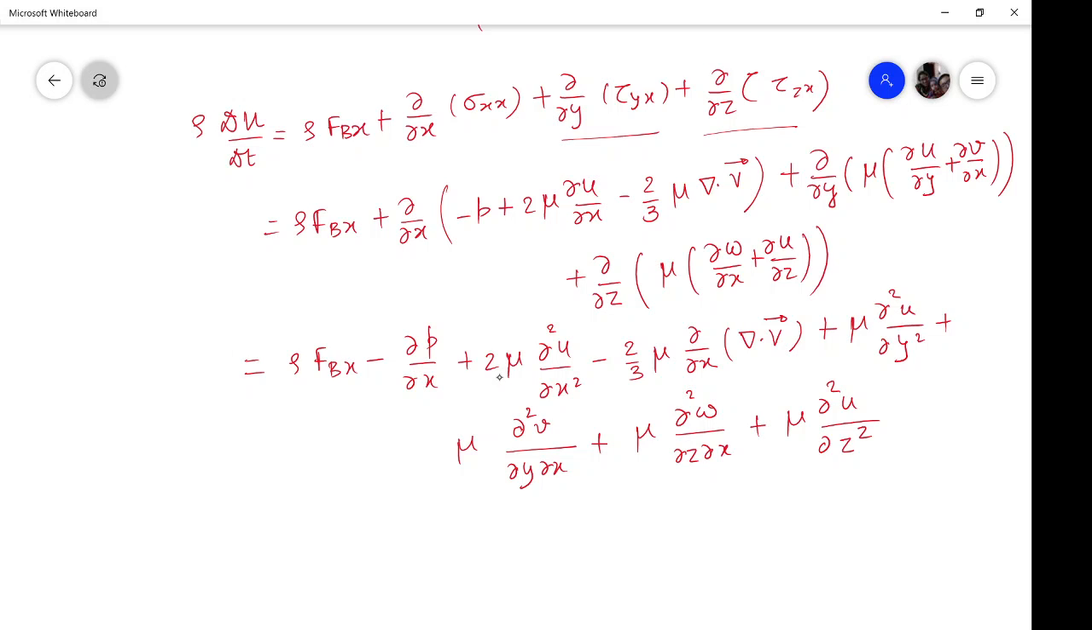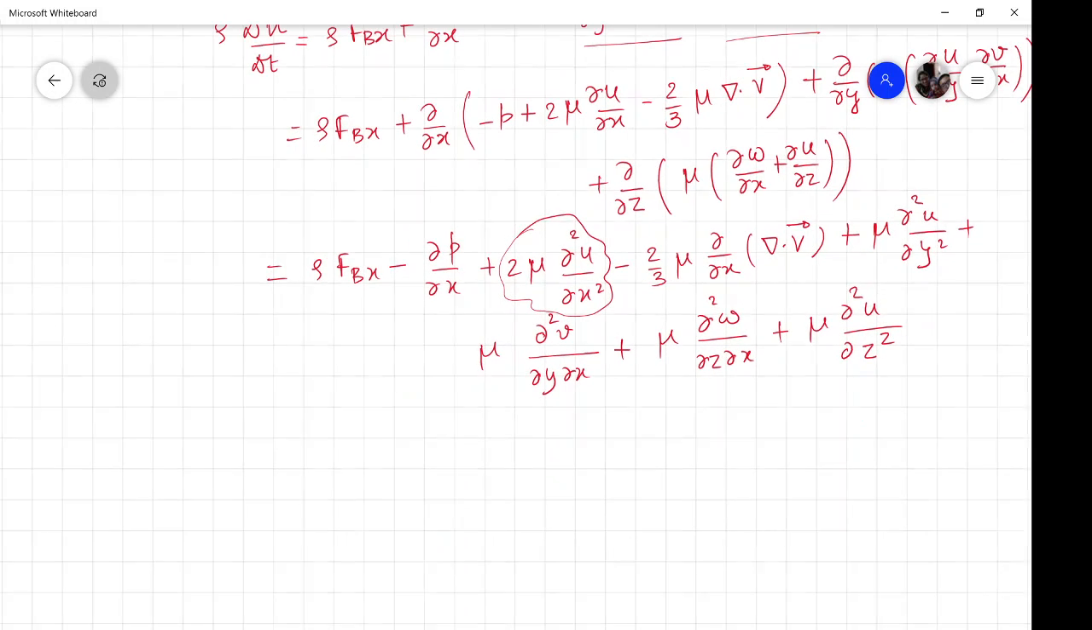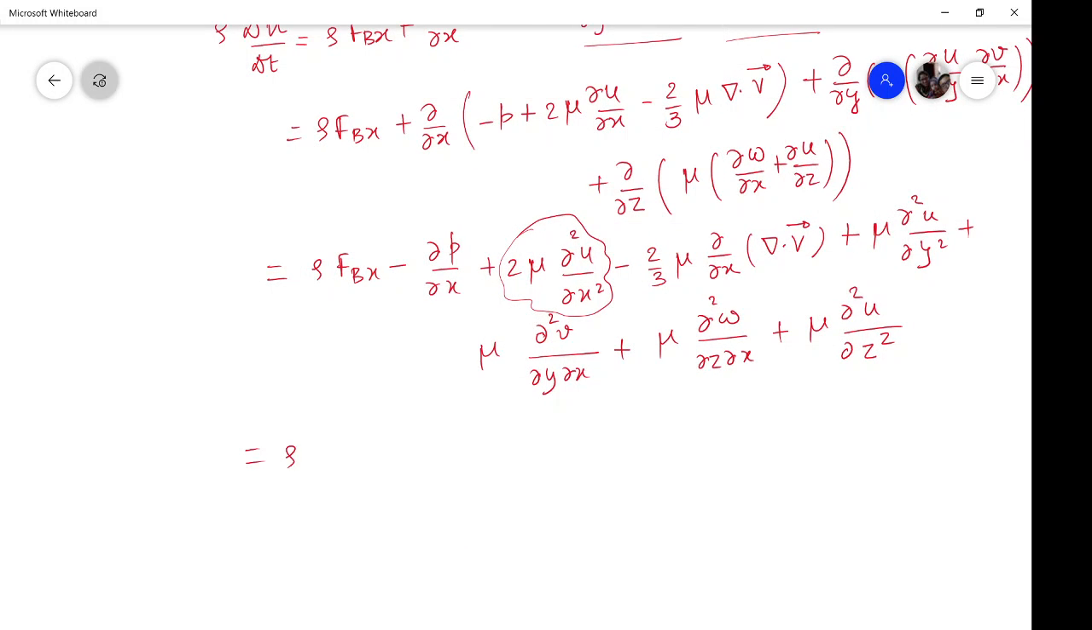How? Here is 2 mu del 2u by del x2. So what I will be writing is mu del 2u by del x2 plus mu del 2u by del x2. So it is rho fbx minus del p by del x. One term from here, and taking mu, it is del 2u by del x2.